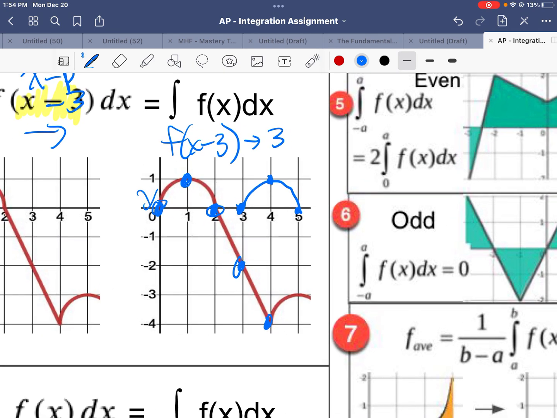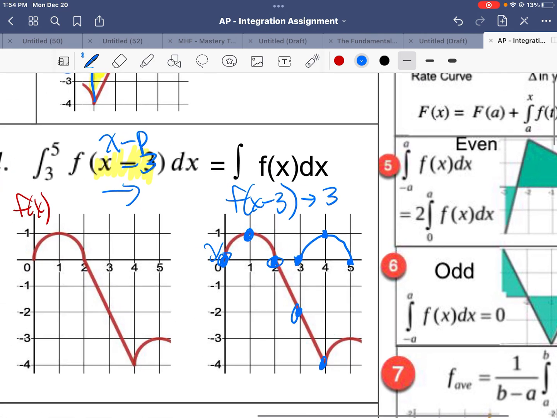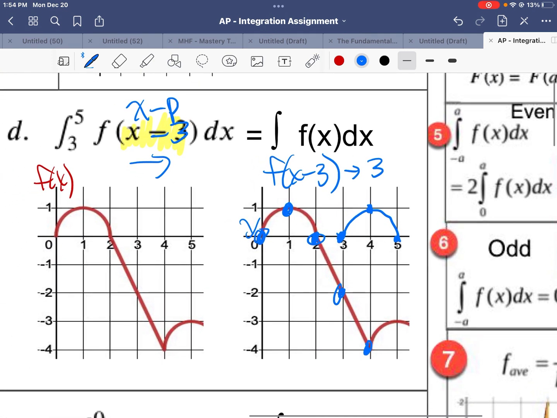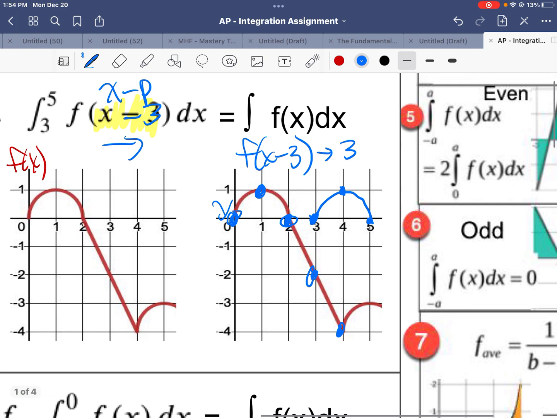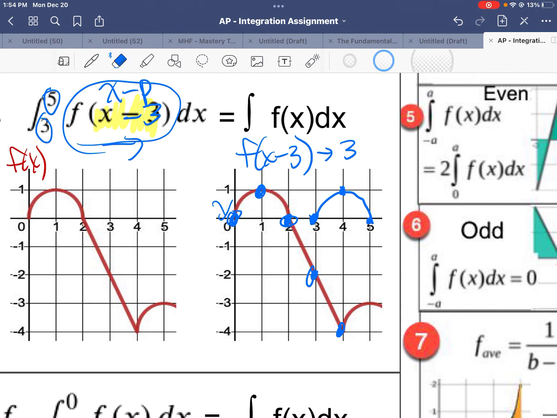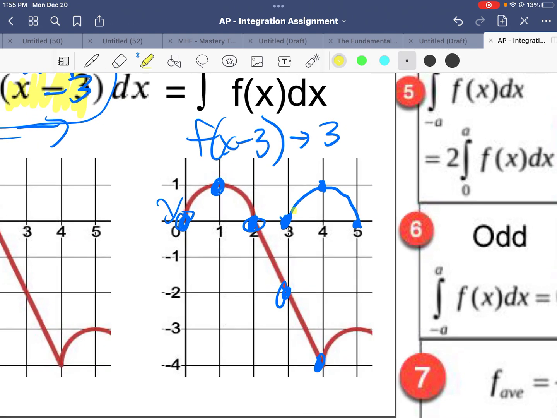Okay. Oh, look at this. I can stop now, because I'm asking for the area between x equals 3 and x equals 5 on this new graph. Well, there's my new graph. My new graph is this part right here. So whenever you have transformations, what you want to do is relate it back to the original.